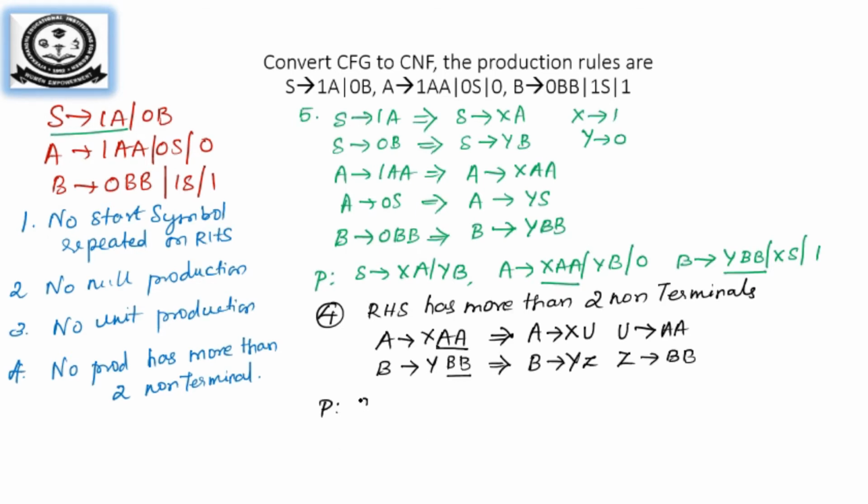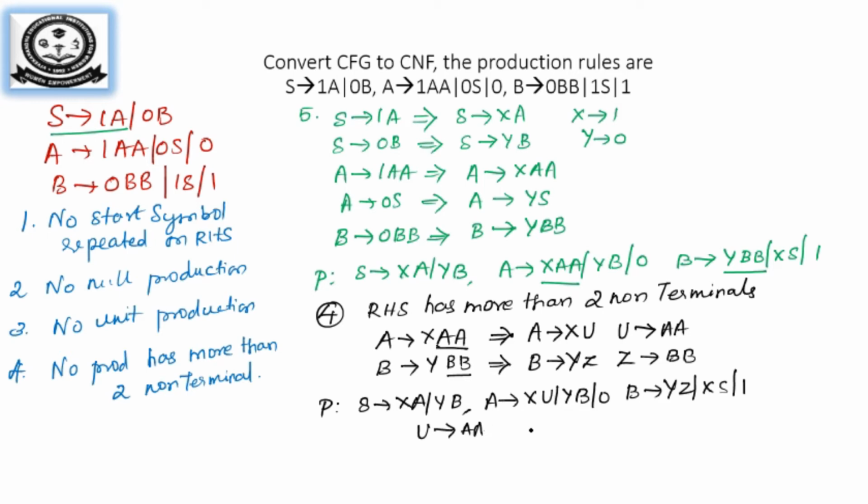So the production rule will be S tends to XA or YB, and A tends to XU or YB or 0, and B tends to YZ or XS or 1, and finally U tends to AA and Z tends to BB. Now you can see all the right hand side is having only two non-terminal symbols or a single terminal symbol. So it is of Chomsky normal form. So this is the final answer for the given CFG grammar.